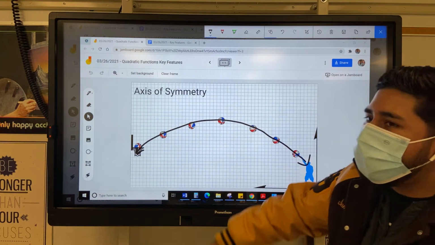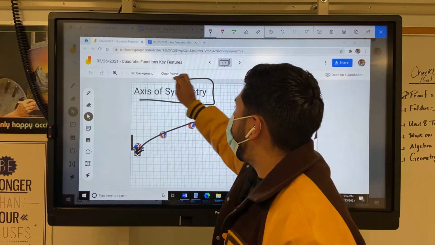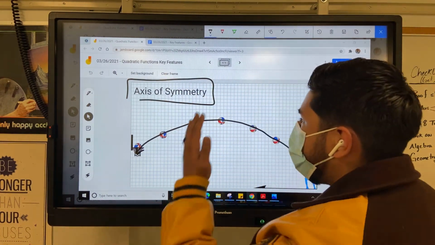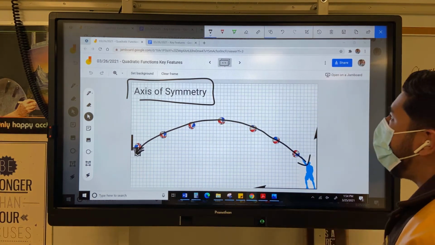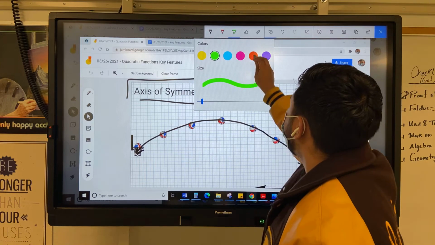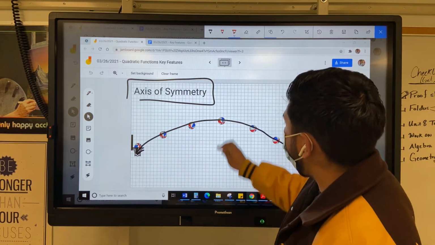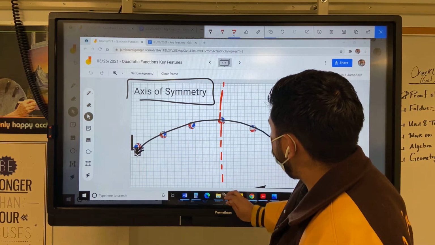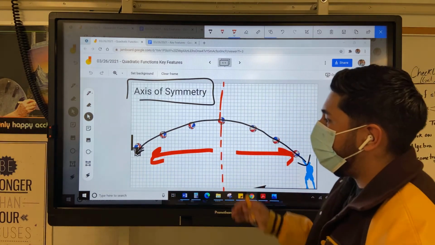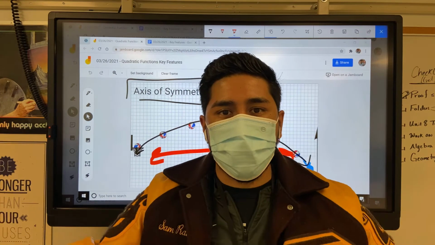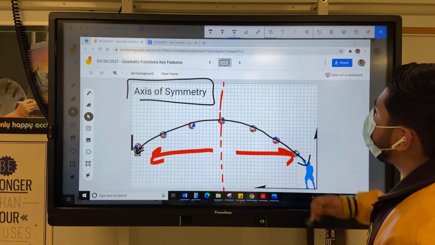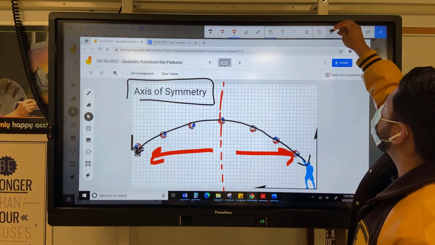That's a quadratic function. We're making this arc. Axis of symmetry is a very tedious topic. Just remember, symmetry means I'm cutting this parabola right in half. Let's use a different color. I'm going to cut this graph right in half. This side is the same as this side. That's all we're doing, cutting it, making sure it's symmetric on both sides. Pretty interesting, right? That's the end of the three things that we're talking about.